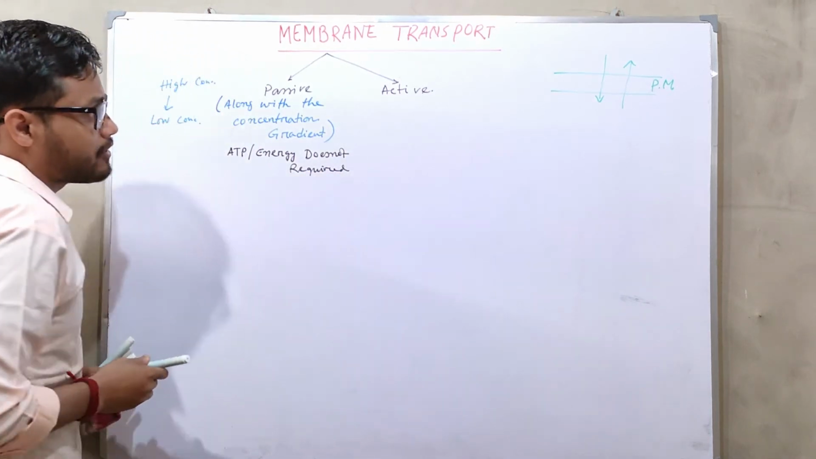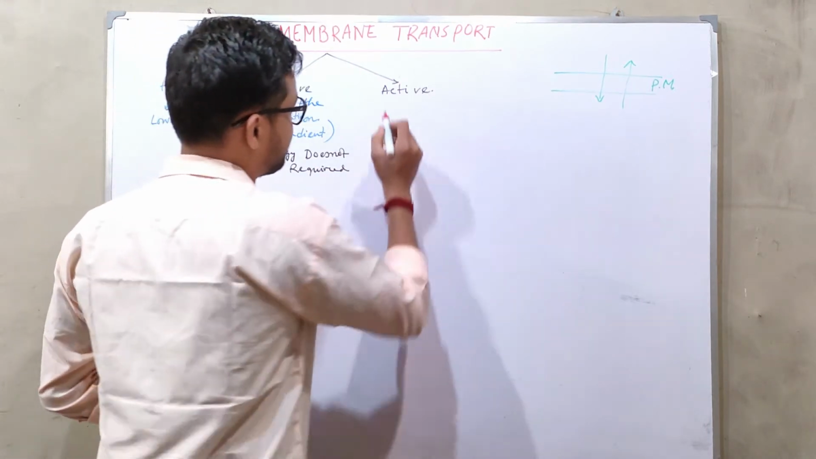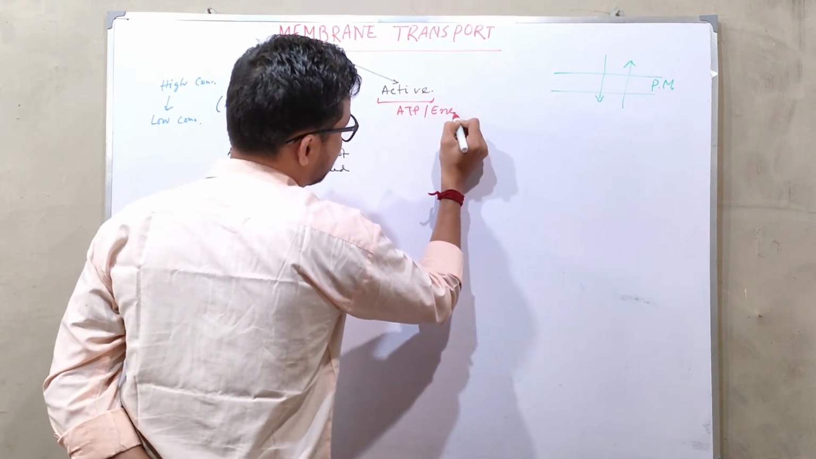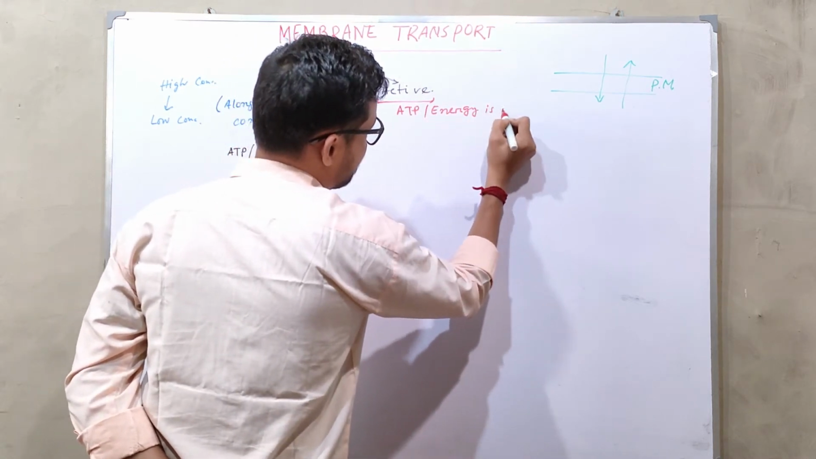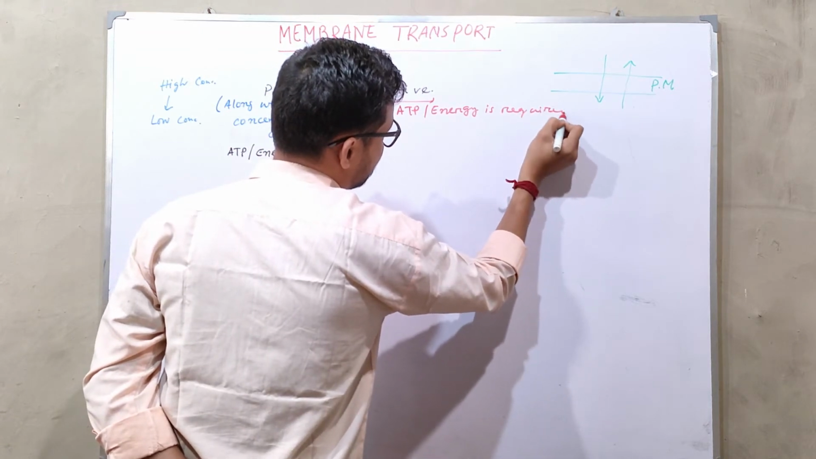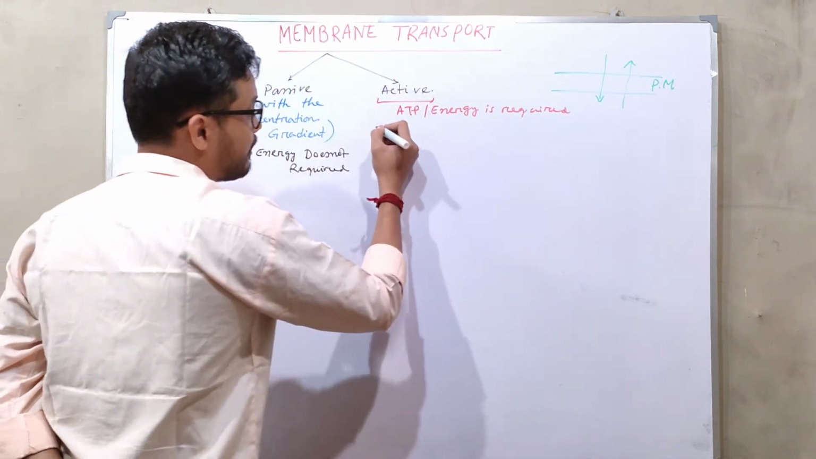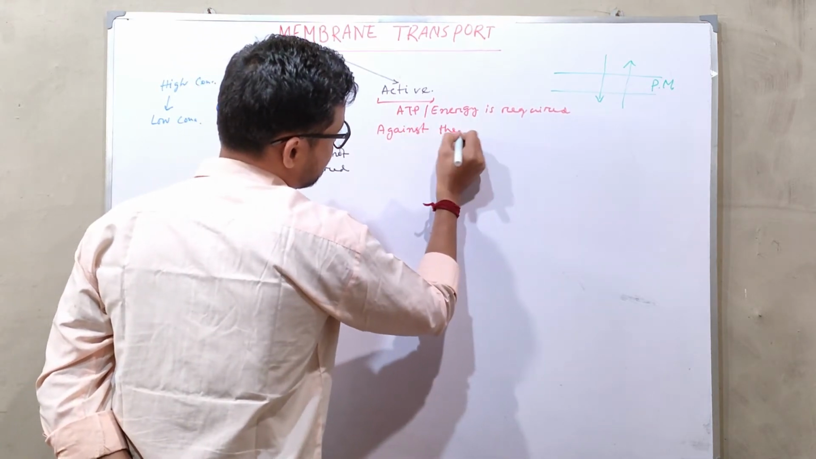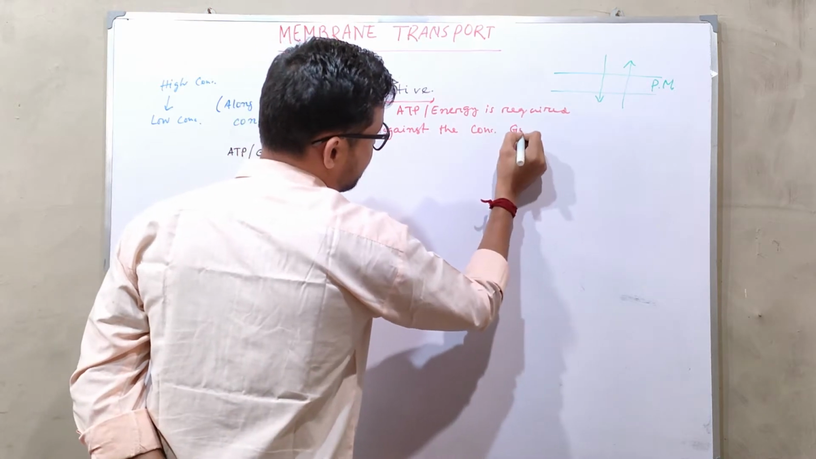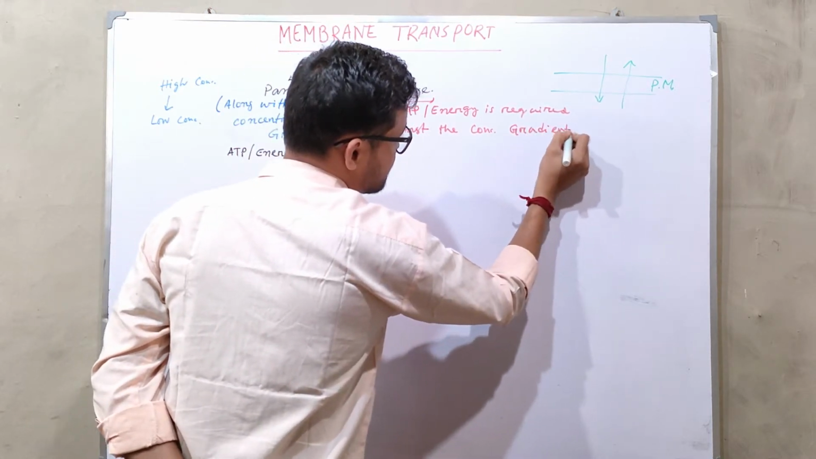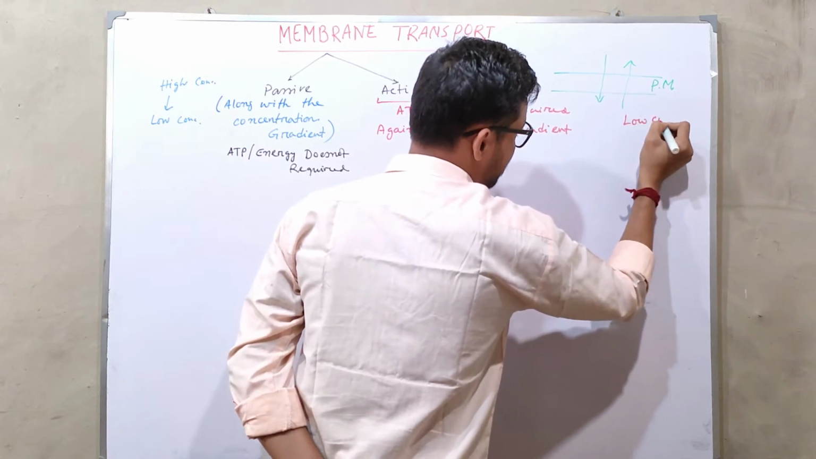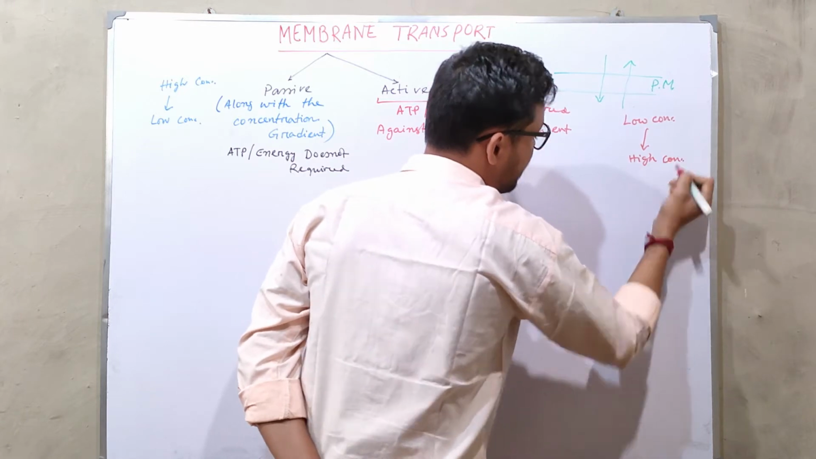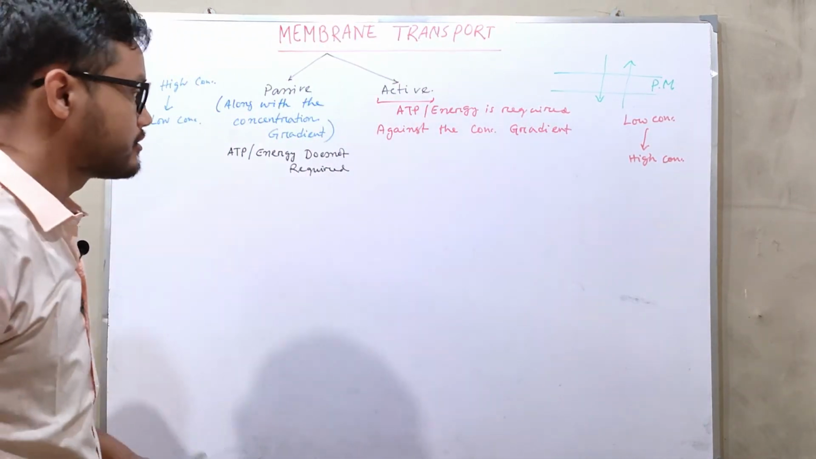Another form is active transport. In this case ATP or energy is required, and it is against the concentration gradient. That means the molecule travels from low concentration to high concentration.